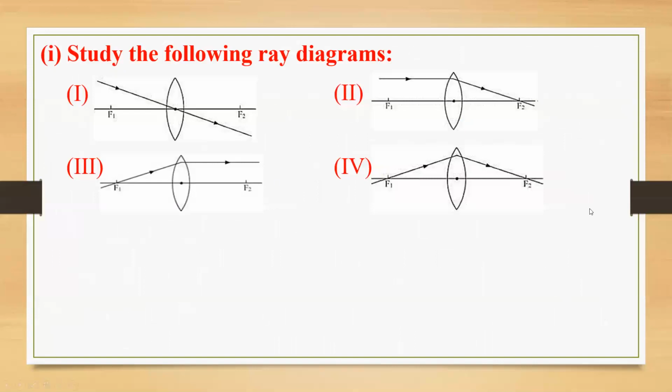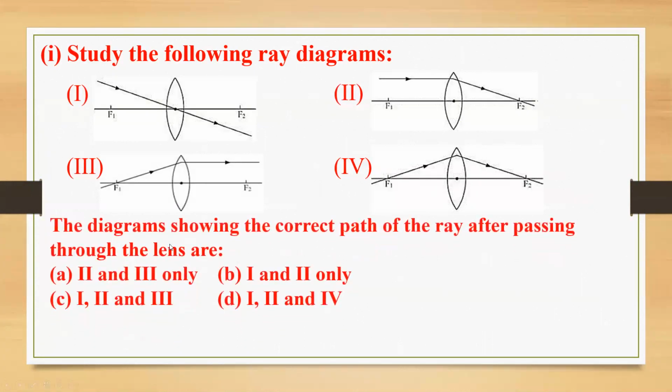Then we'll see the questions and answers. First one, study the following ray diagrams. The diagram shows the correct path of the ray after passing through the lens. After passing through the lens, we have to check whether it is a correct refraction, and we have to pick the correct ones among these four options.